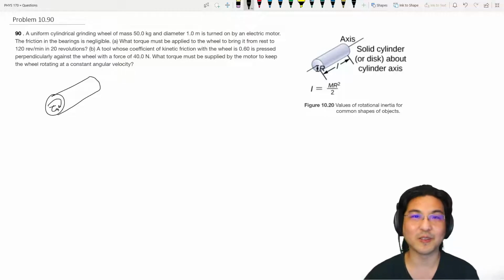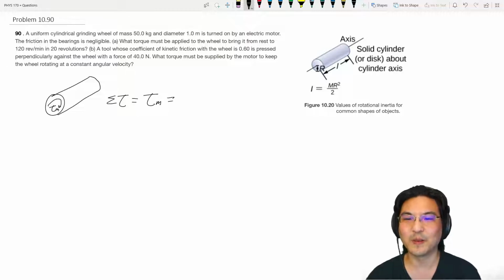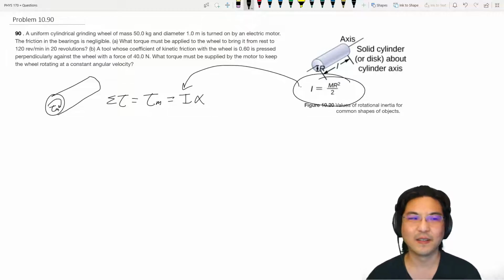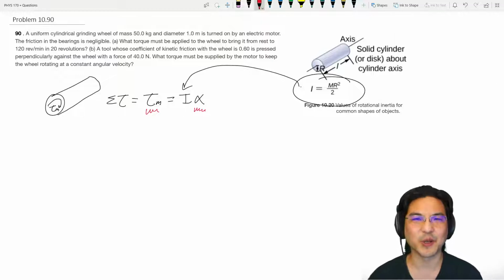Okay, so Newton's second law for rotation. Sum all the torques acting on this grinding wheel. It's just the one, the torque from the motor, equals I alpha. The moment of inertia we can get from right there. So we don't know this, we don't know this. So we need one more equation.